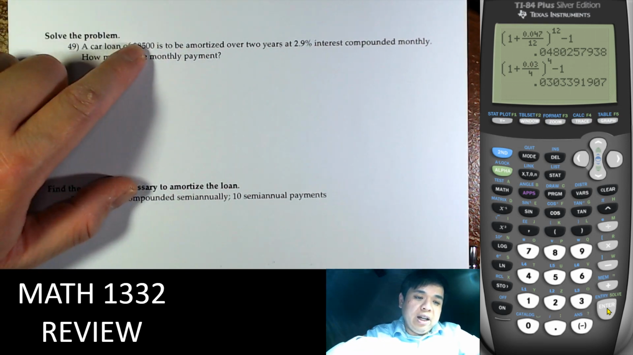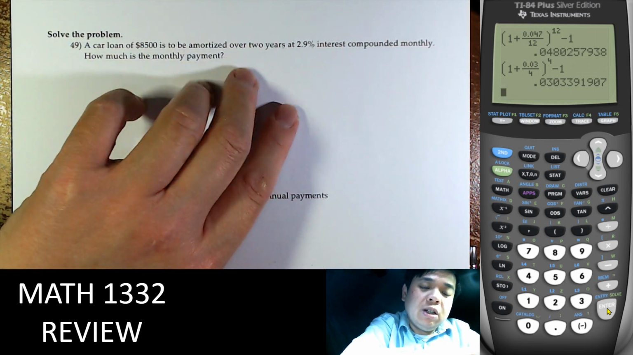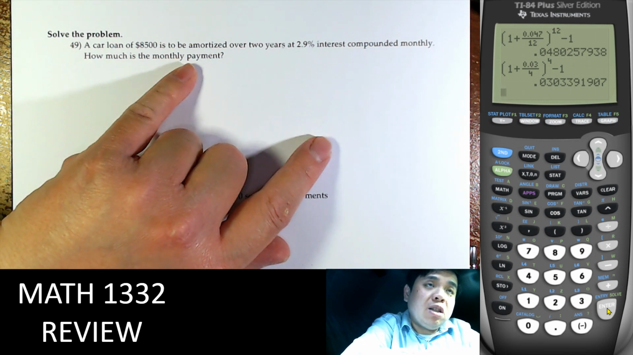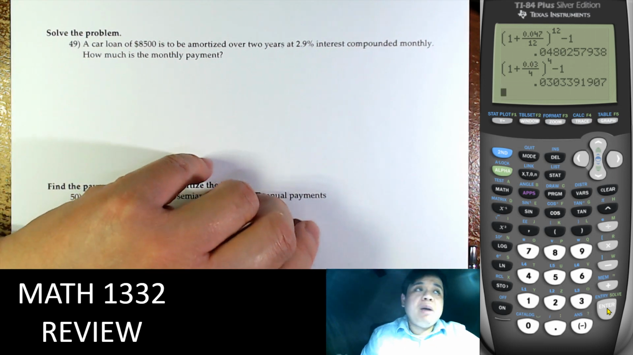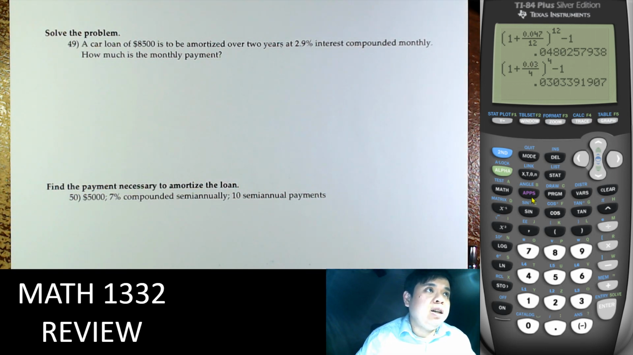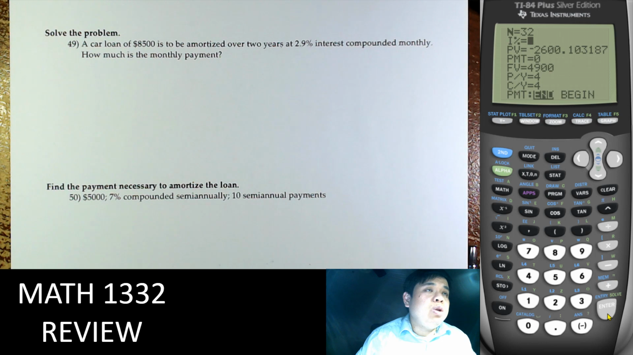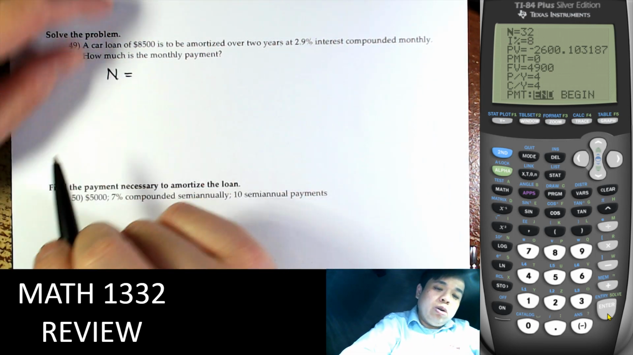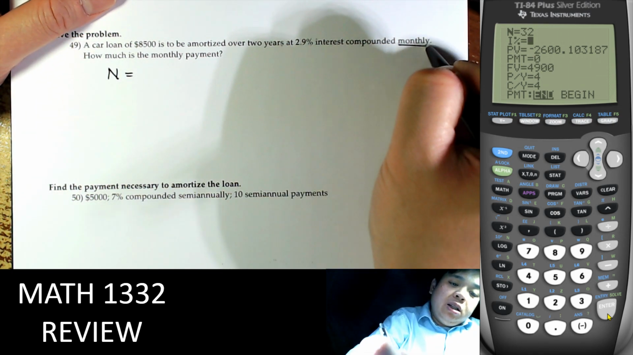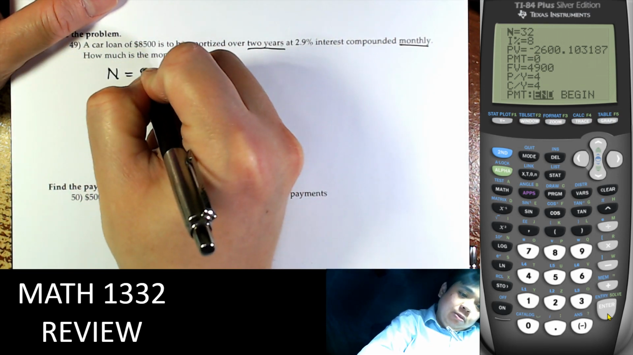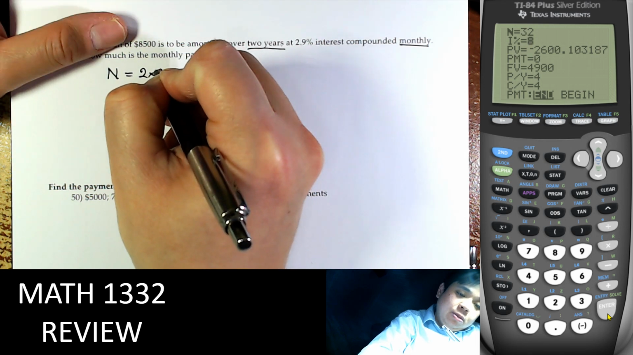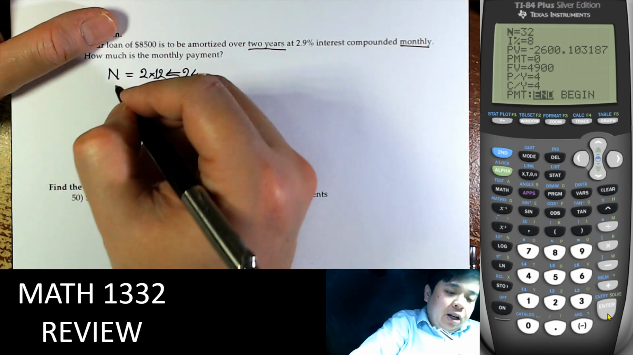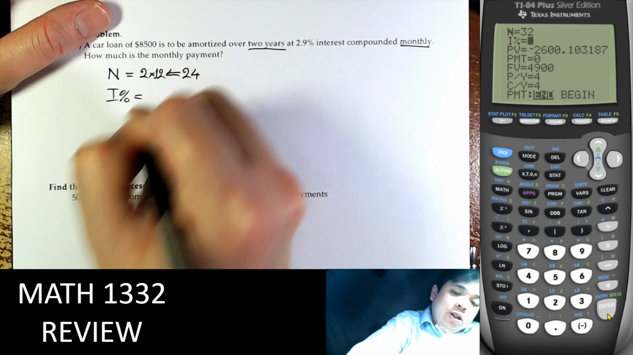A car loan of 8,500 is to be amortized over 2 years, 2.9% interest compounded monthly. How much is the monthly payment? So if you ask for monthly payment, we can only use the app here. So we'll summarize here. N is the number of payments total. This is monthly for 2 years, so that would be 24. The interest rate 2.9%.